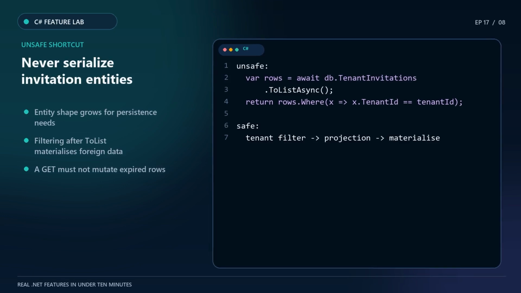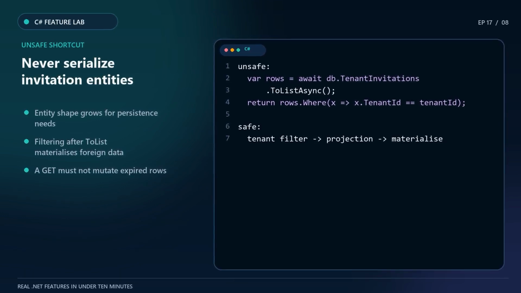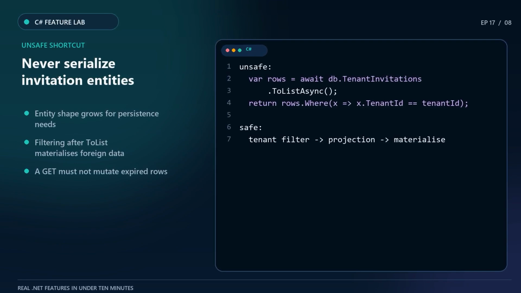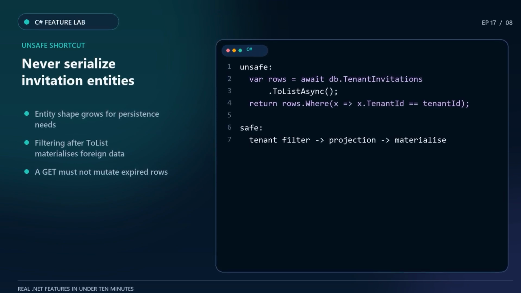A tempting shortcut is to load tenant invitations, filter them in C# and return the entities. That creates 3 problems. First, every workspace's recipient data enters memory before the tenant check. A later logging statement, exception dump, or refactor can expose it.